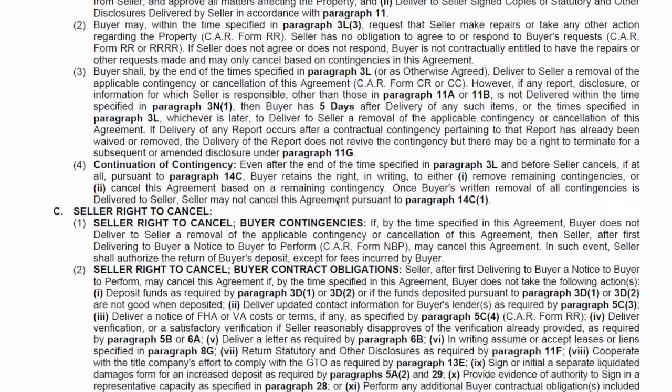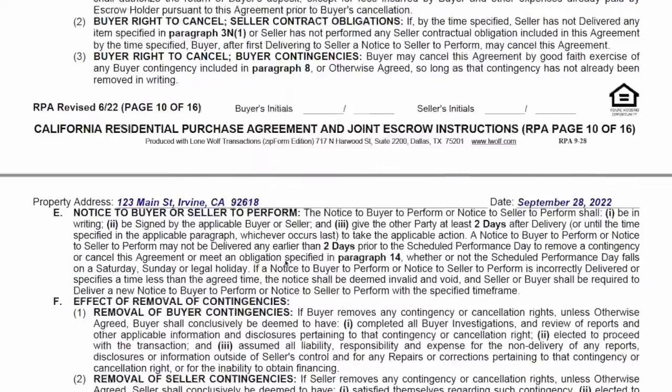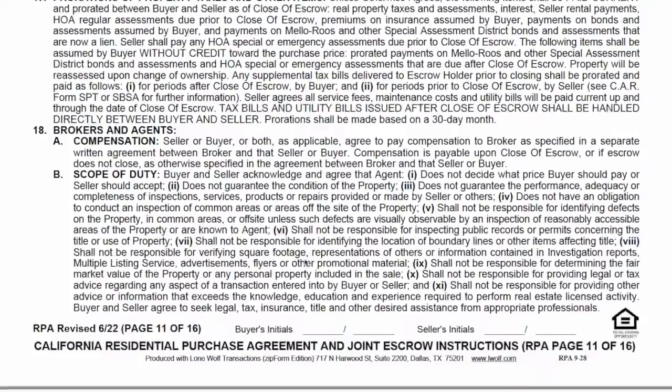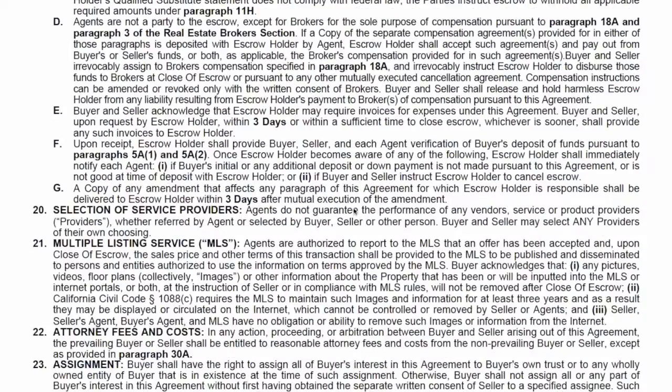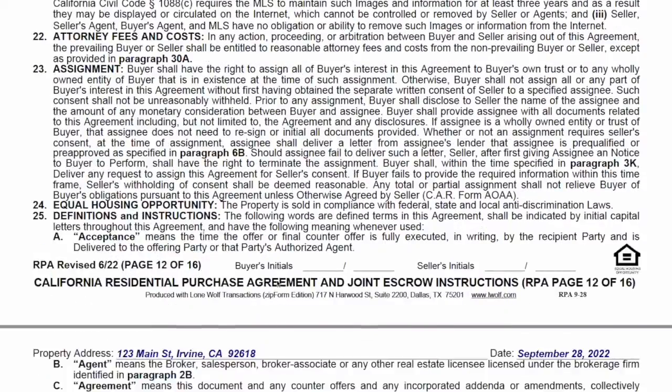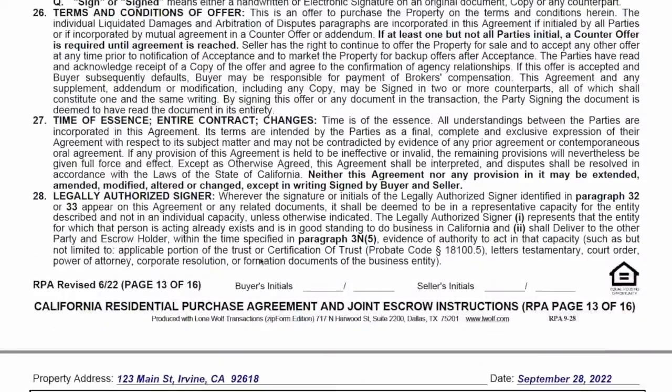We're scrolling through. The hard part's over, guys. More areas for initials. Scrolling through. Oh my gosh, look at all this. Initials. Initials. We're on page 13 of 16.